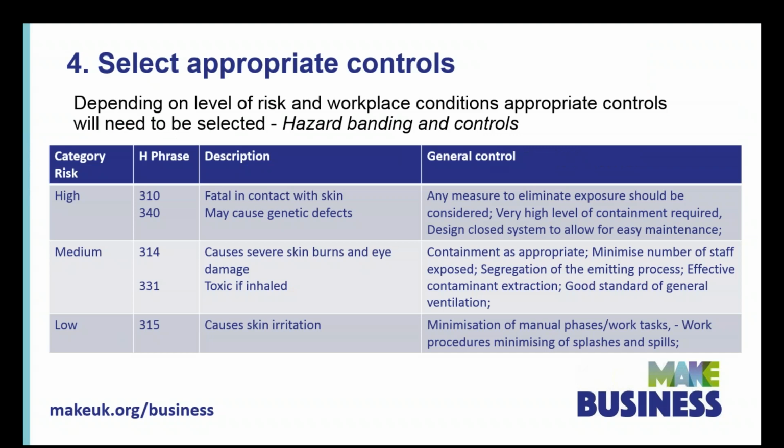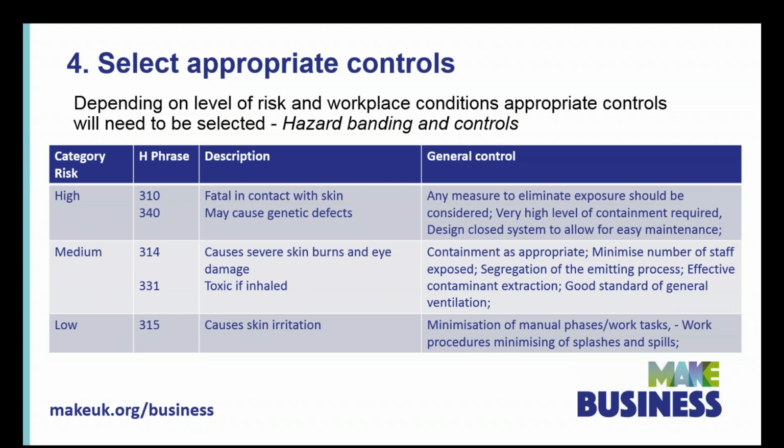Moving on to selecting the appropriate controls, this is the hazard banding that I mentioned earlier. There is actually an agreed or recognized list of H phrases that fall into certain categories of risk. I've put a few examples on the screen here for people to have a look. A high risk hazard banding would include, as you would expect, H310, fatal in contact with the skin. I think we'd all agree that's high risk. Another example there is H340, may cause genetic defects. And then you can see on the right-hand side a general control.